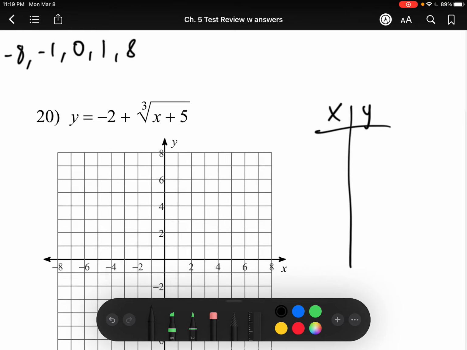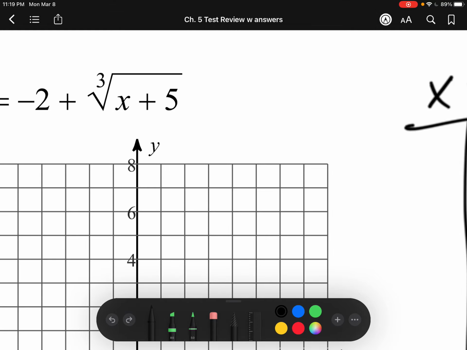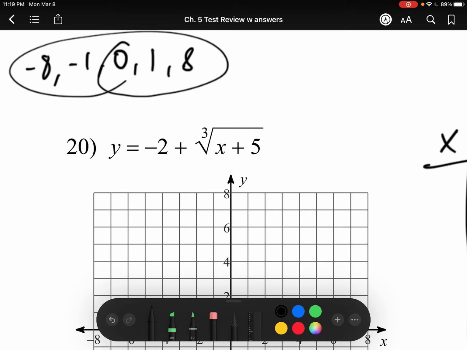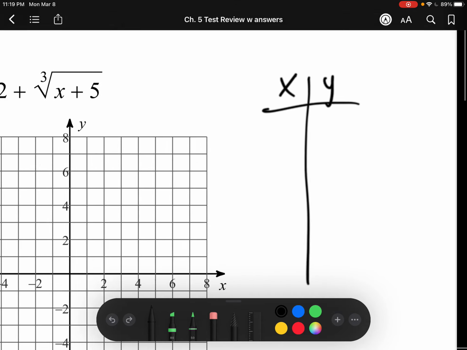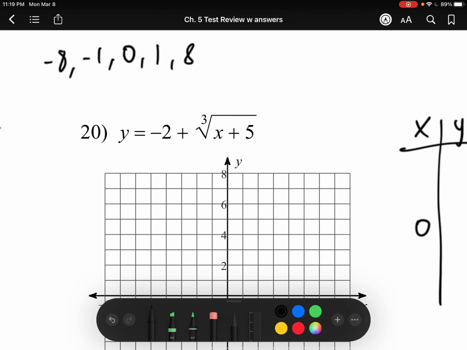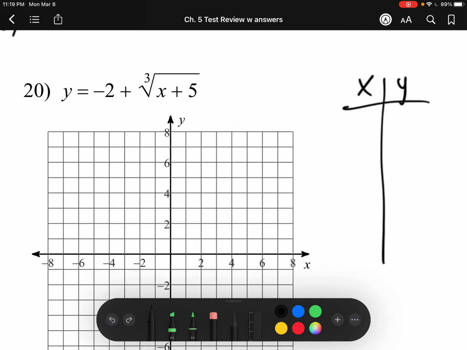So if you don't have a graphing calculator to fill in your x, y table, you're going to pick x values that will make your radicand these numbers right here. If you wanted to start with 0, you can say, okay, what number do I need to plug in for x to make this equal to 0? Well, if I put in -5, I get -5 plus 5, which is 0. And then the cube root of 0 is 0. So that's how you would do it.